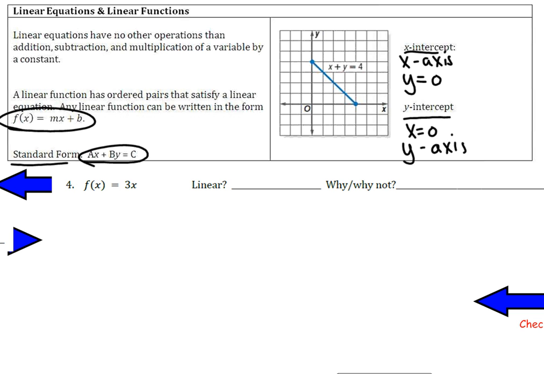So take a look at this. 3 of x, is that a function? Well, absolutely, yes. Why? Because I'm only doing addition, subtraction, or multiplication. Plus, I can make it look like this very, very easily. So if I've got y equals mx plus b, well, if I say plus 0, this looks exactly like this. So yeah, it's in linear form.